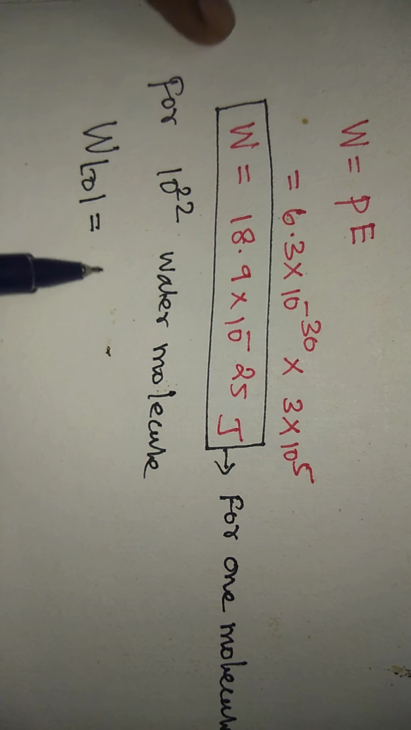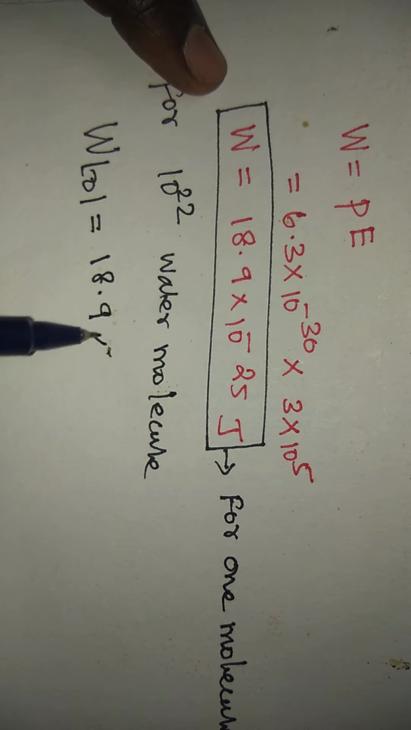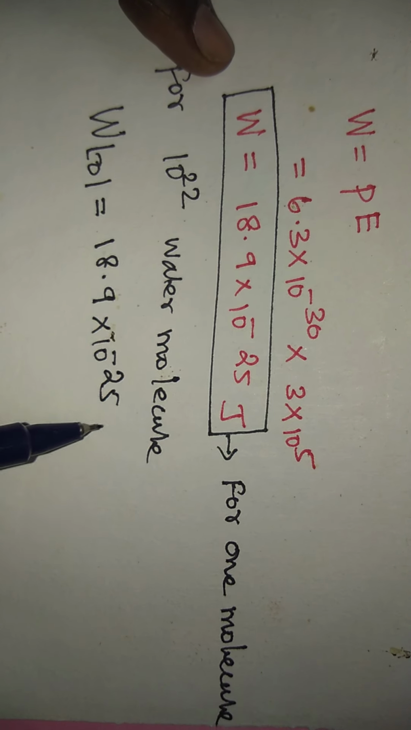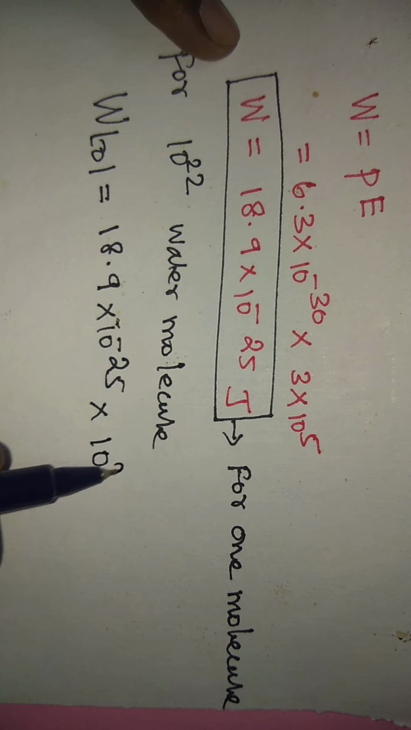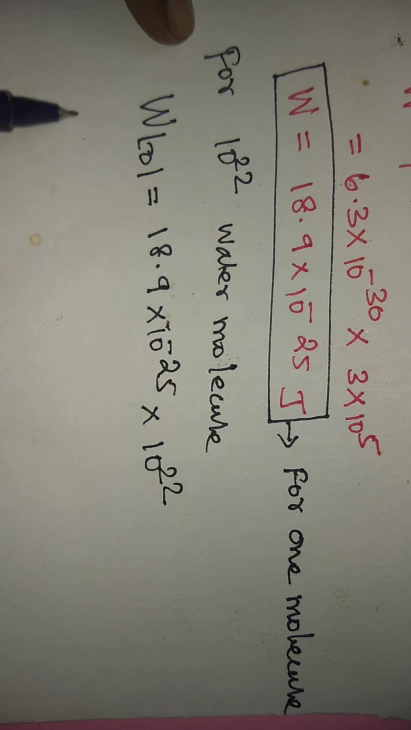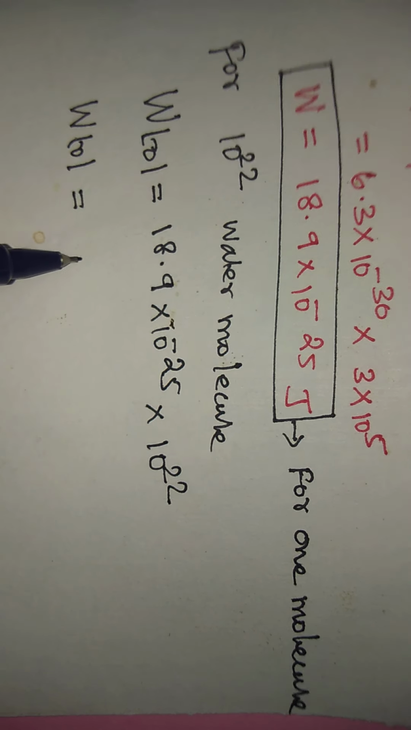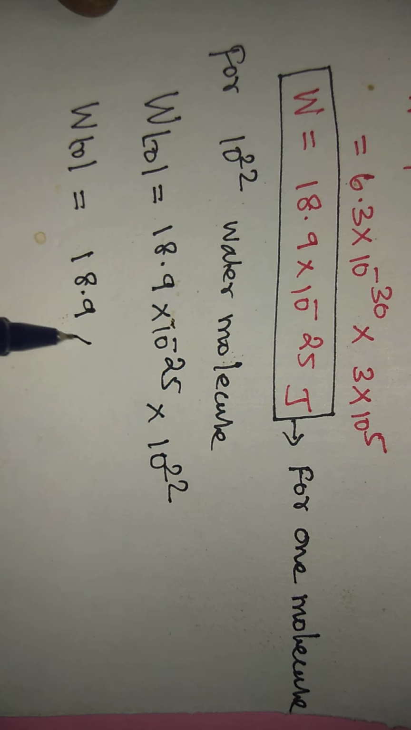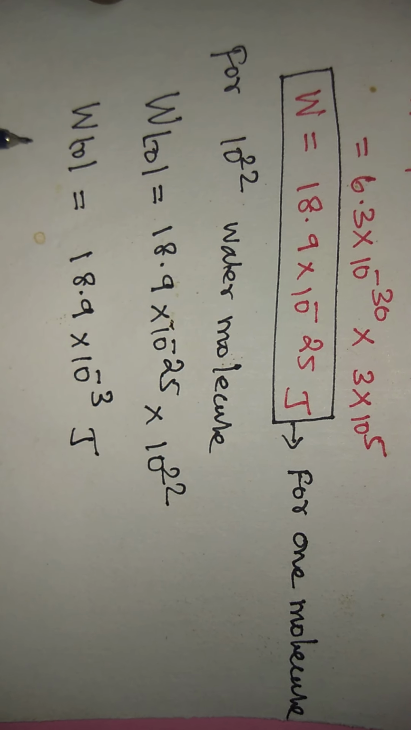is equal to 18.9 × 10^-25 × 10^+22. So you will get the total work done value 18.9 × 10^-3 joules.